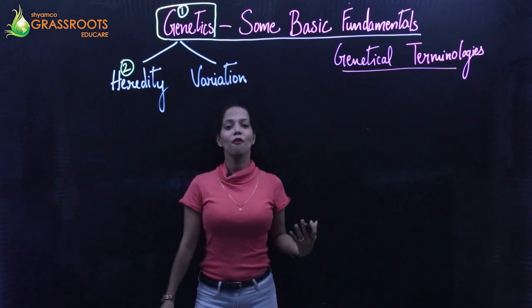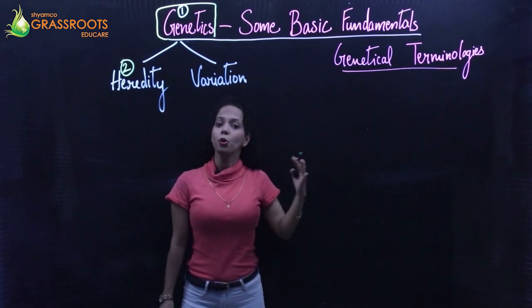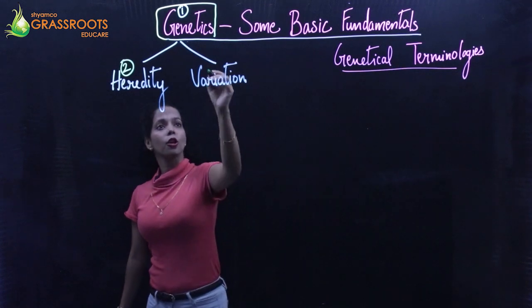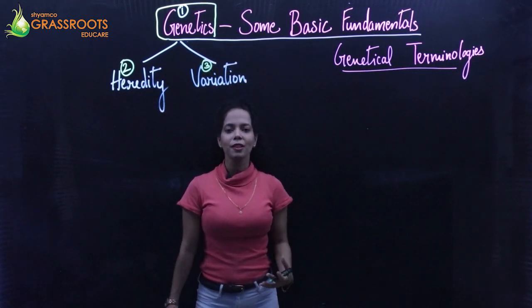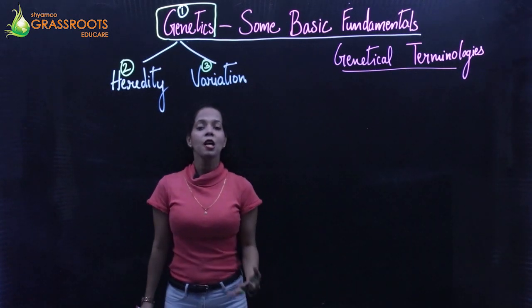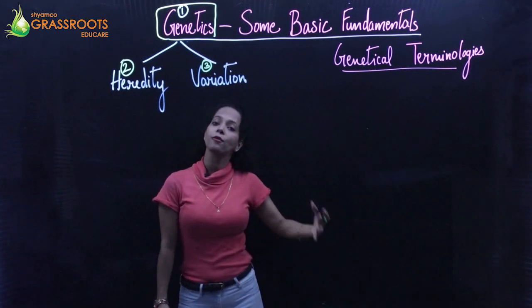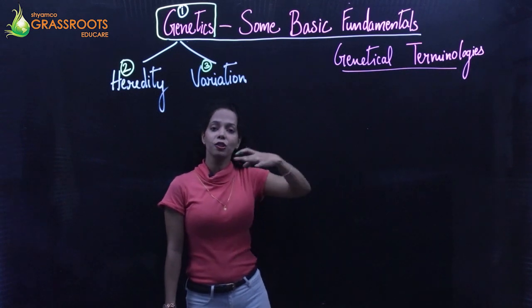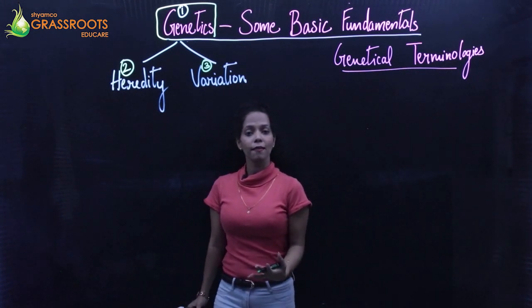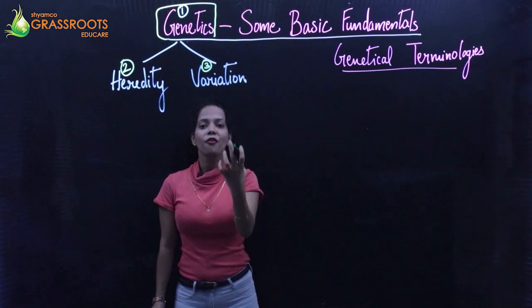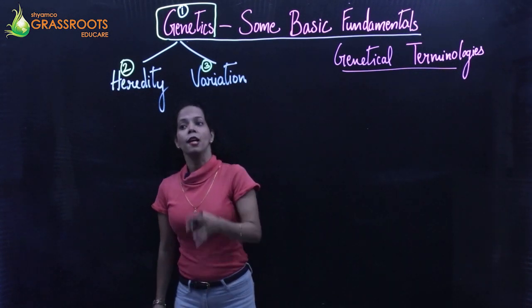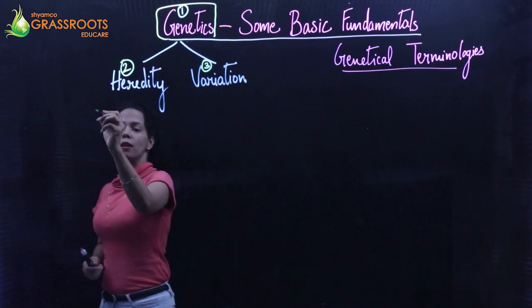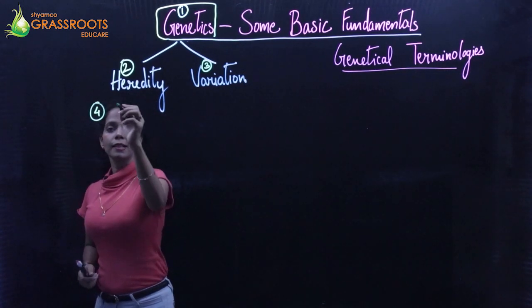Heredity is a transmission of character from one generation to the next generation. The third terminology is variation. What is variation? It's the differences between the individuals of the same species, or the differences between parents and offspring of the same parents and individuals of the same species. In your textbook they have given it as observable differences shown by the individual. Right? That is variation.